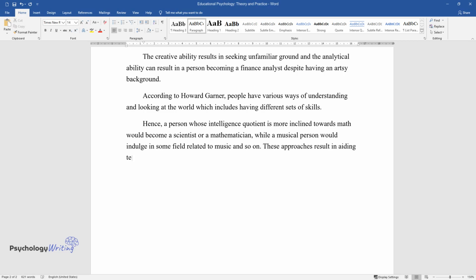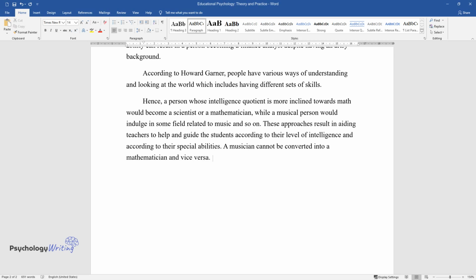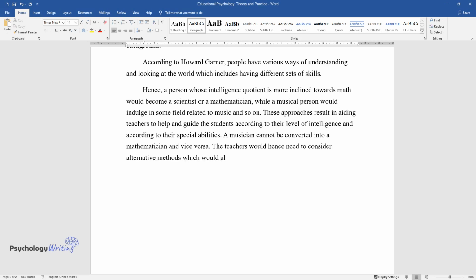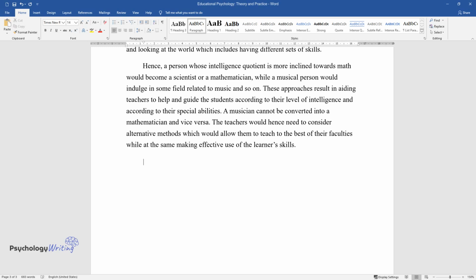These approaches result in aiding teachers to help and guide the students according to their level of intelligence and according to their special abilities. A musician cannot be converted into a mathematician and vice versa. The teachers would hence need to consider alternative methods which would allow them to teach to the best of their faculties while at the same time making effective use of the learner's skills.